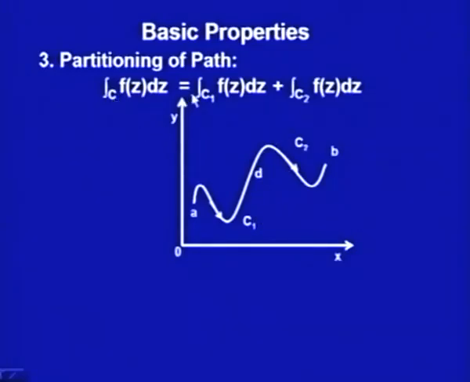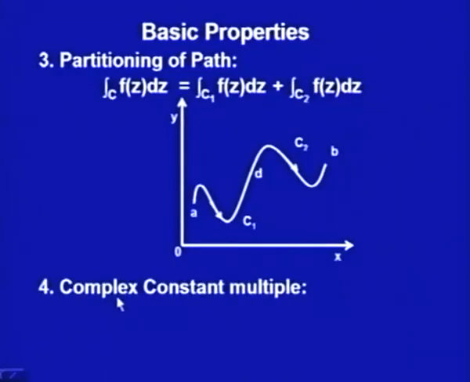So this property is very helpful: I could integrate on the different contours, add up those integral values, and get the integral on that same contour.